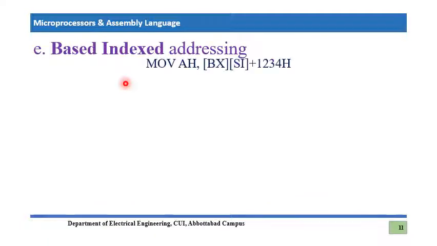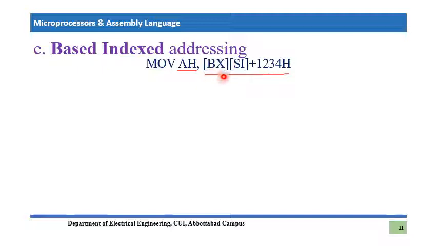Okay, we are going to consider an example in this slide. The example is MOV AH, [BX + SI + 1234]. We see here 2 different operands in this instruction. This is our destination operand, which means it is a register, AH in this case. Then the latter part we can deduce from these square brackets.